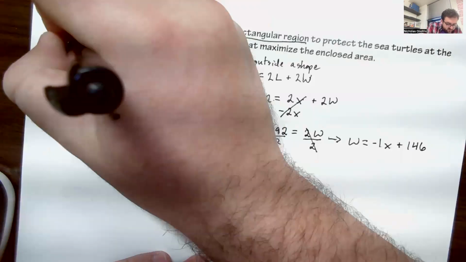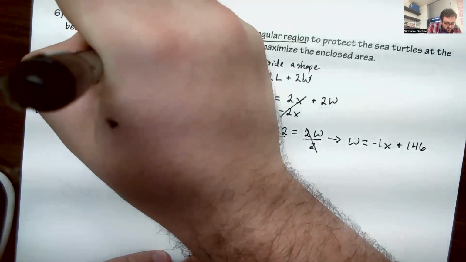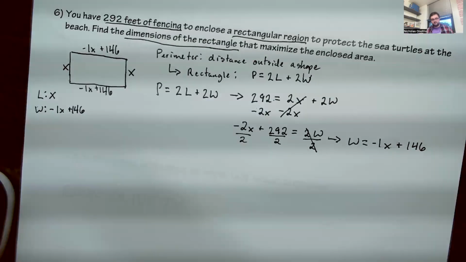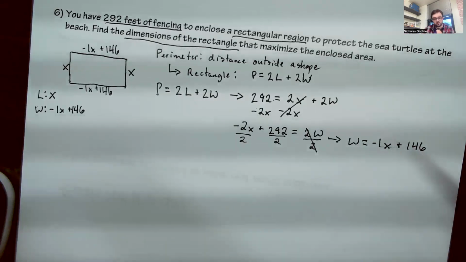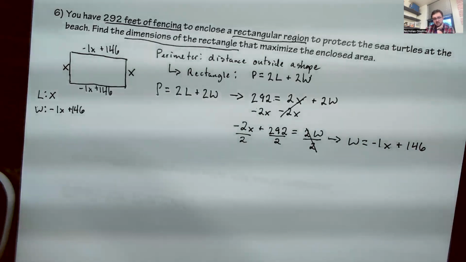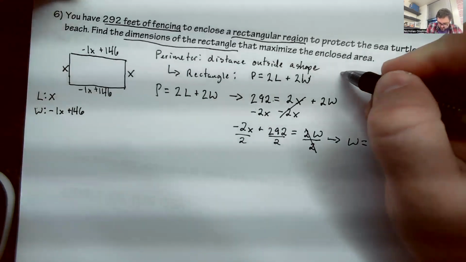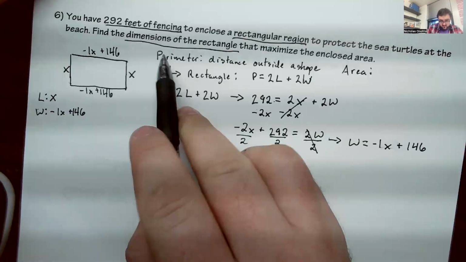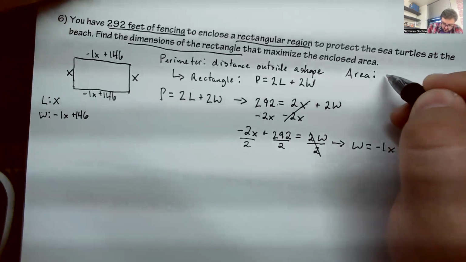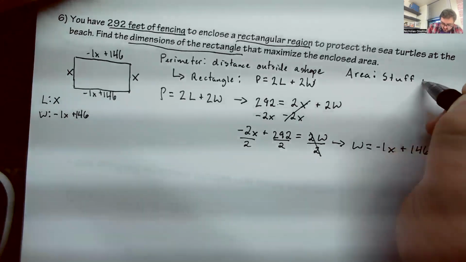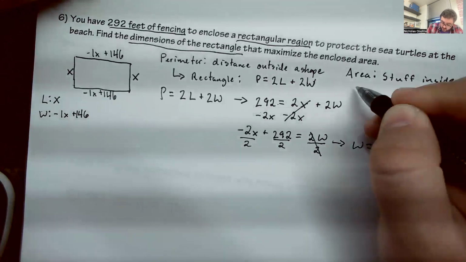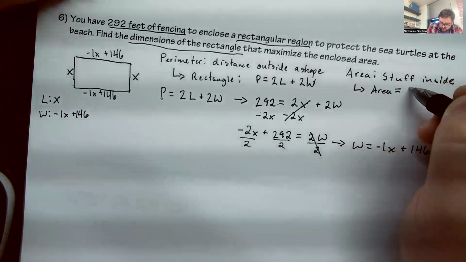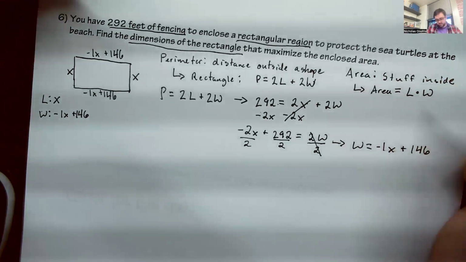Now, however, we have another equation we can fill in. We can fill this in on both sides, the last sides of our rectangle. There's another thing we do with shapes that's going to be very helpful for us here, and that would be area. Perimeter is the distance outside a shape. Area is the stuff inside. And for a rectangle, area equals length times width.